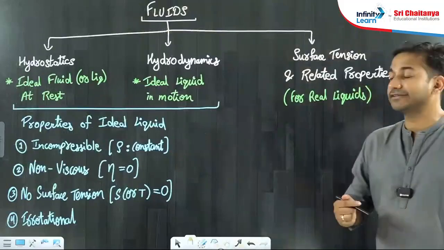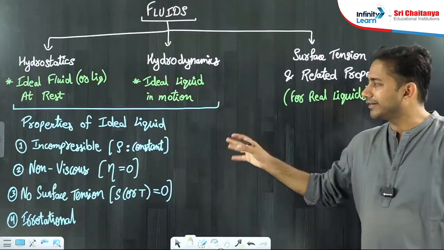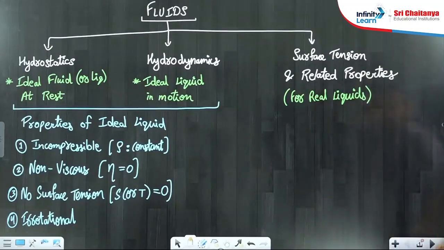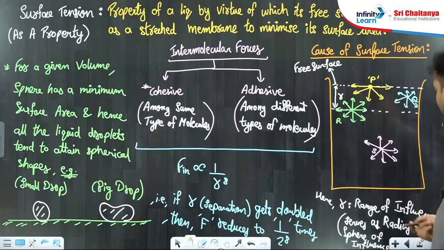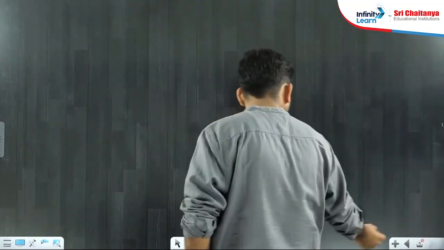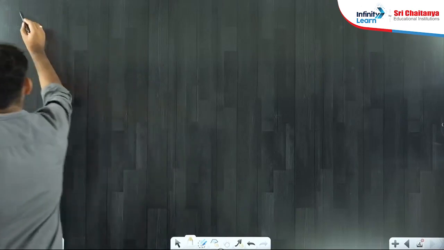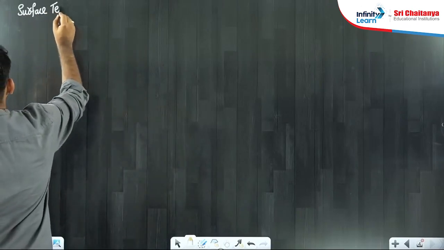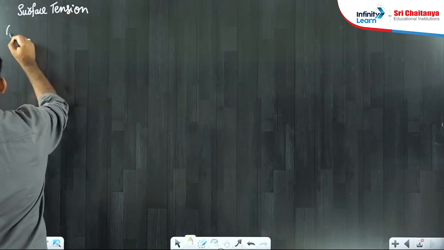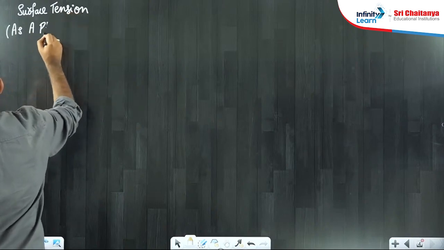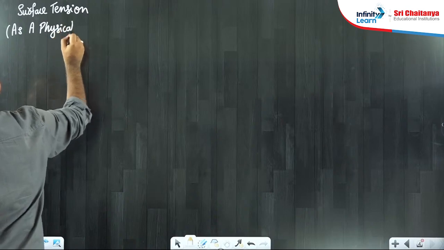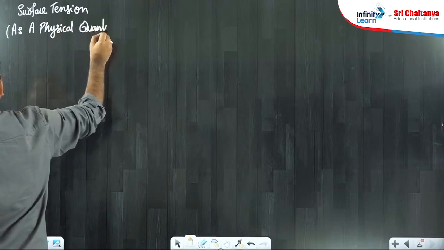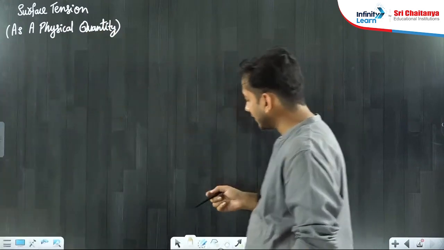We have talked about how to classify the fluids, the properties of ideal fluids, and then surface tension as a property. Now let us also talk today about surface tension as a physical quantity. As a property we have studied it, and as a physical quantity we will also study it, then we will make use of these things again and again.